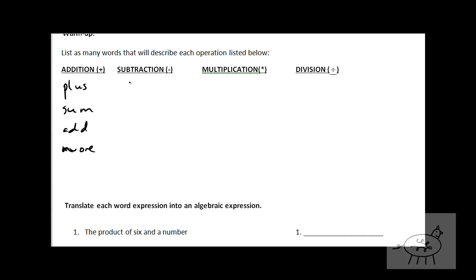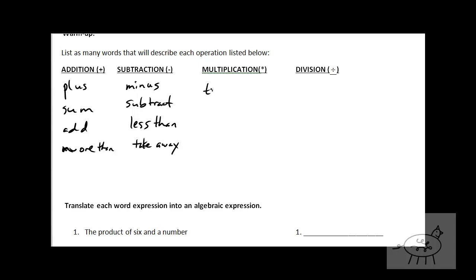Okay. Subtraction, you're going to see the word minus. See the word subtract. You're going to see the word less. So 5 less than. Okay, so really this is more than, and this is less than. And takeaway, that's a good one. Somebody came up with that one. Okay, so those are for subtraction.